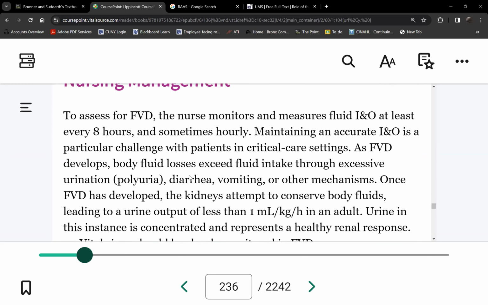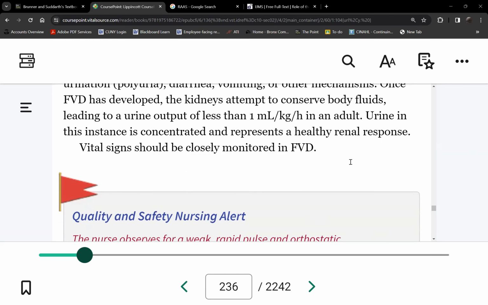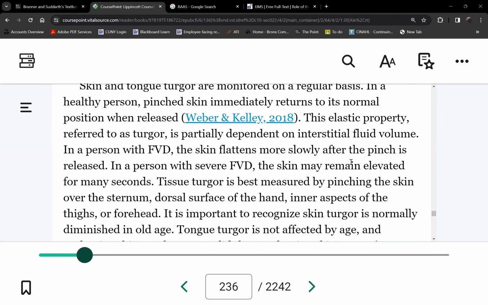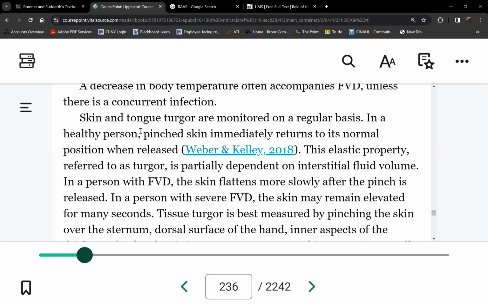Again, these are some of the examples or causes that could lead to fluid volume deficit: diarrhea, vomiting, or any adrenal or pituitary problems or trauma. The least reliable indicator is the skin, except if your patient is an infant. But this is adult med surg, so we'll never talk about infants here.